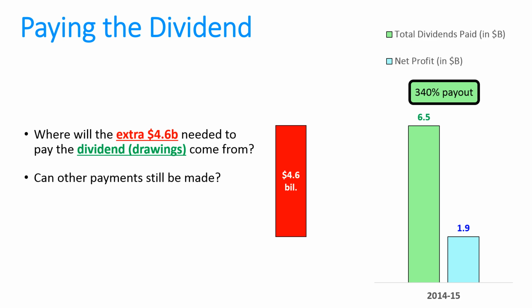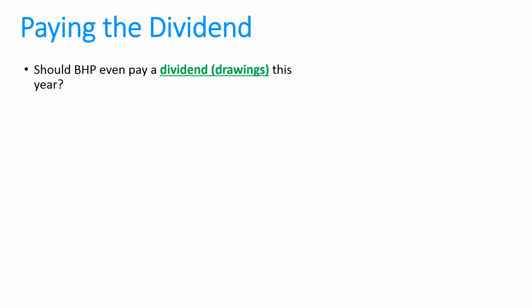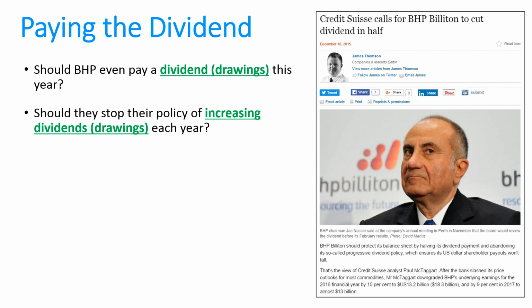Because dividends or drawings aren't the only thing a business needs to pay. They want to try and reinvest in the business, they want to repay debts, and they want to buy other businesses. So if they get this extra $4.6 billion of drawings, maybe that comes at the expense of those other things. I think the question we want to ask is, well, should BHP even pay a dividend or drawings this year? If we were looking at this business in Year 12 accounting and we saw drawings 3.4 times higher than net profit, our advice would probably be, well, don't take drawings this year. But for BHP, maybe that's not an option, or maybe they could just decrease or stop increasing the amount of the drawings or dividends each year.